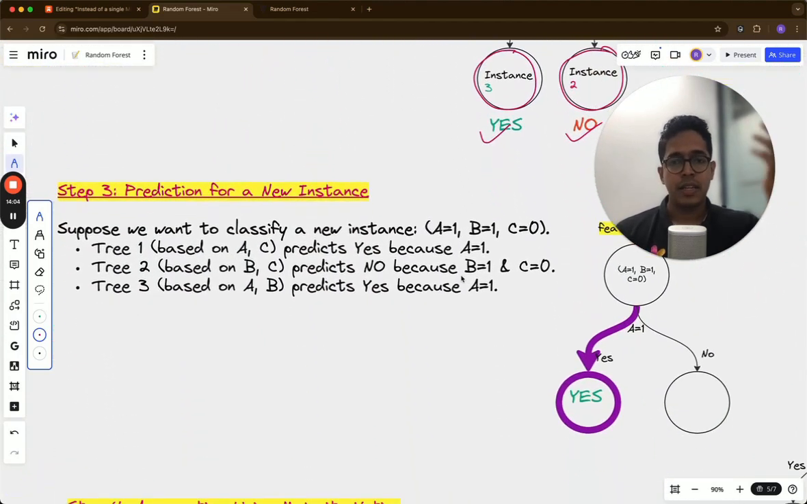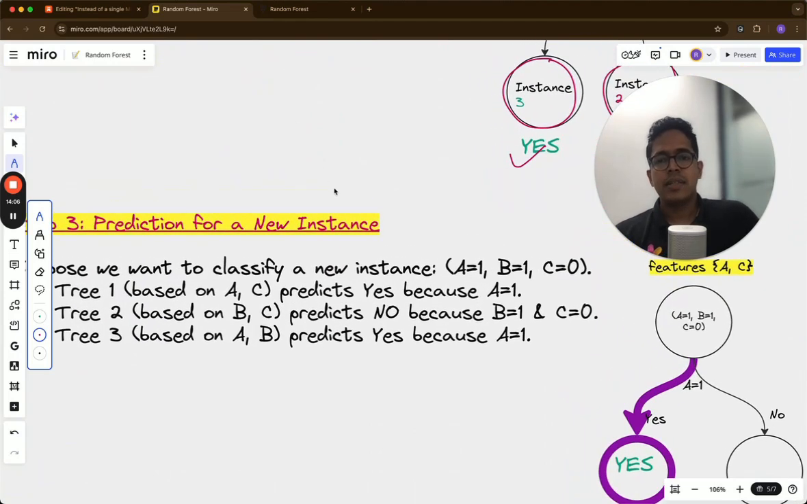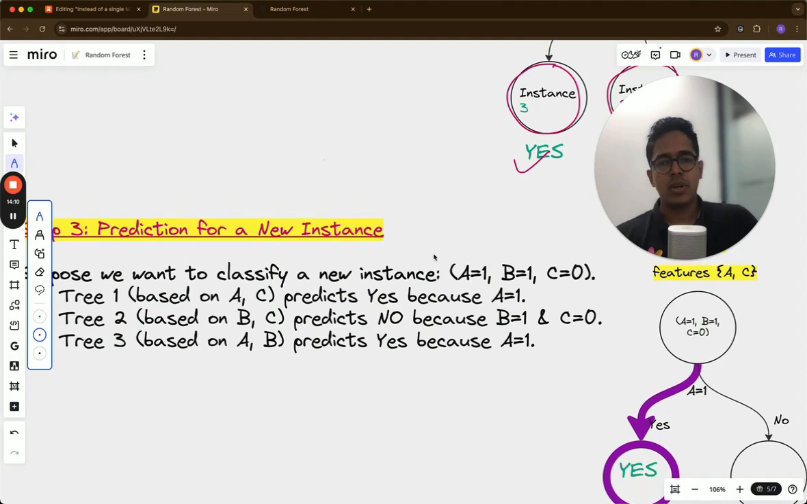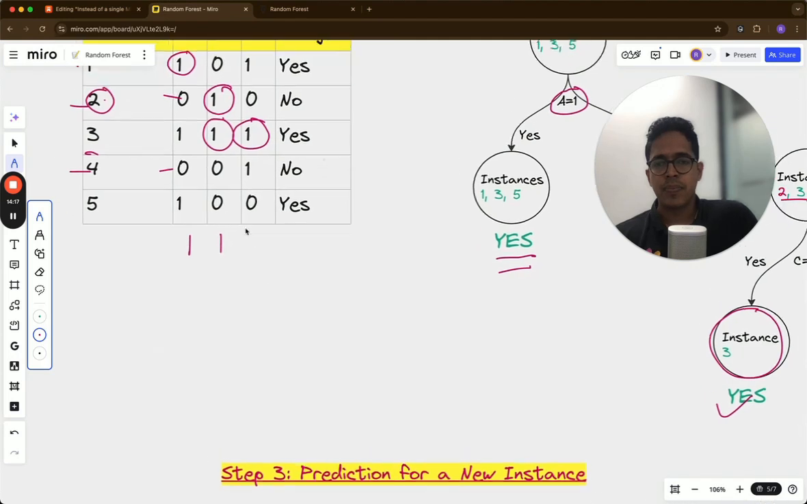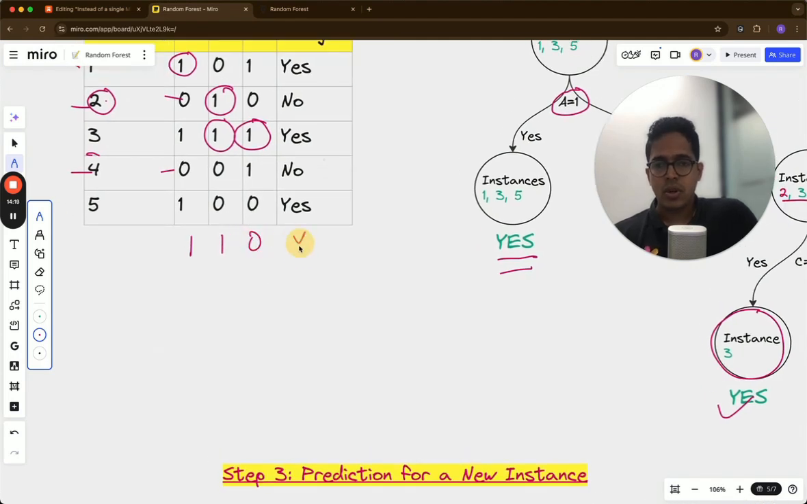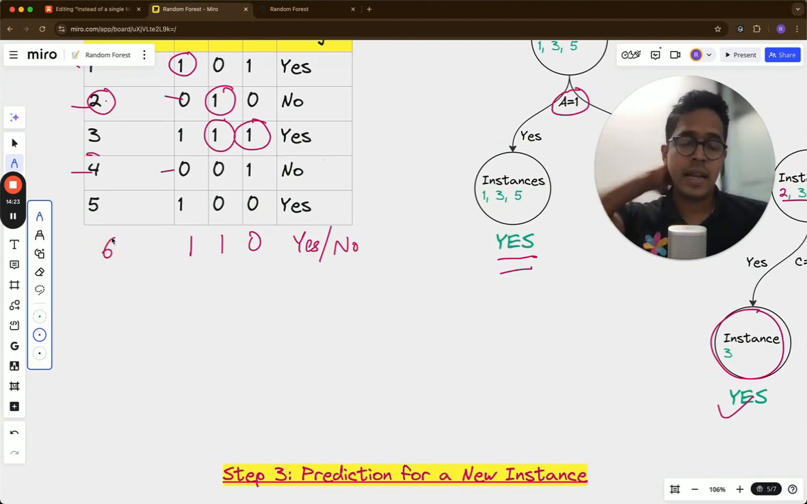We have to make a prediction for a new instance. So now consider we have a new instance where A equal to 1, B equal to 1, C equal to 0. We want to make a prediction. We don't know whether this is yes or no. I don't know. But this is a 6th data point and we want to make a prediction on this data point. How do we do that?